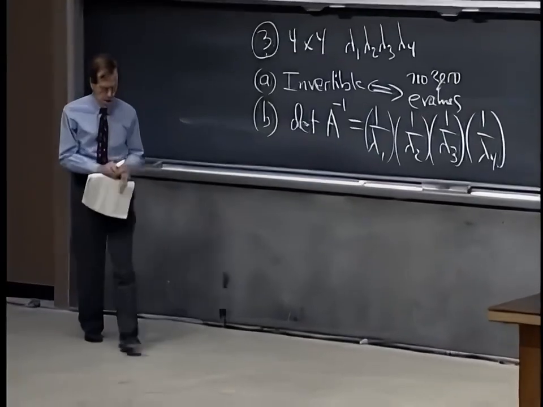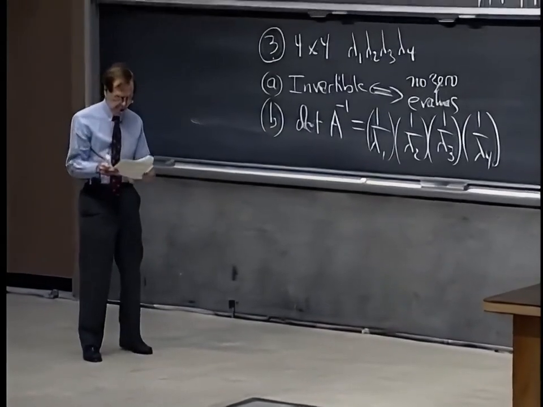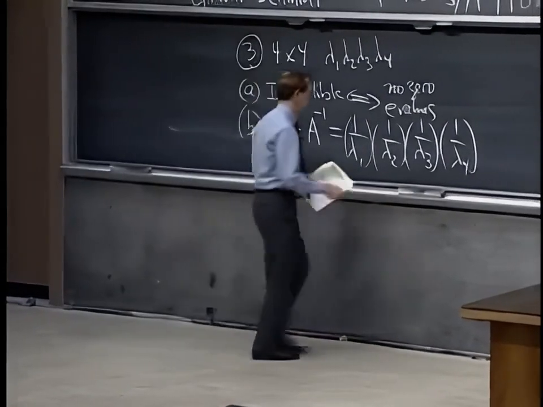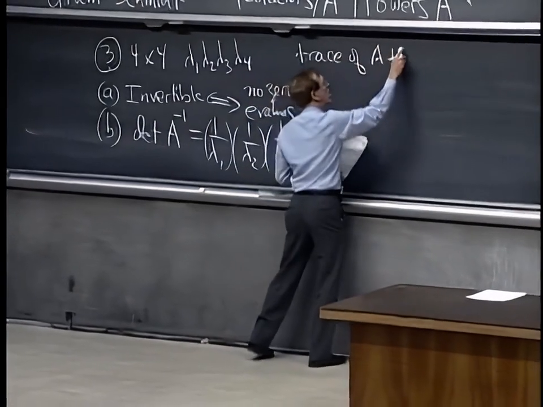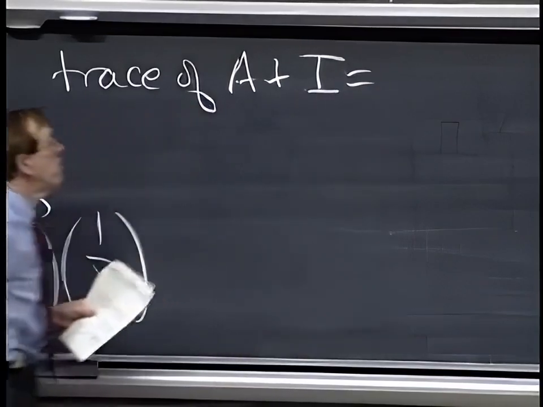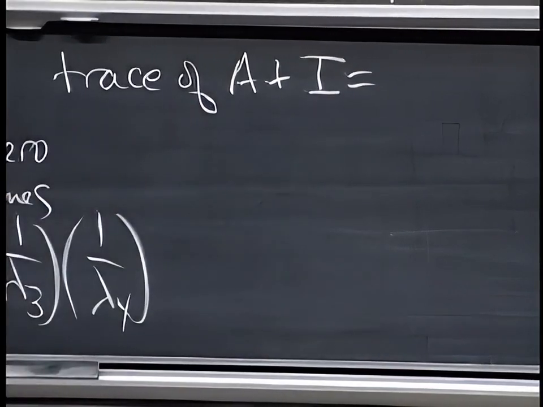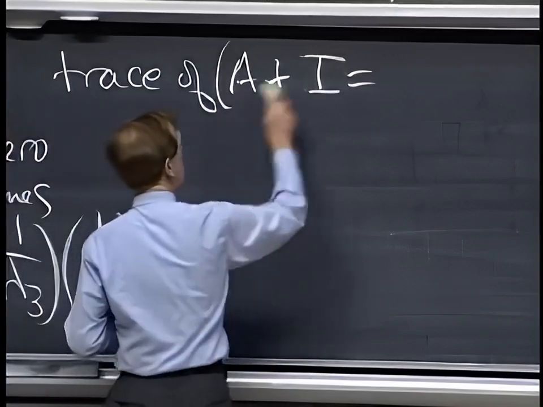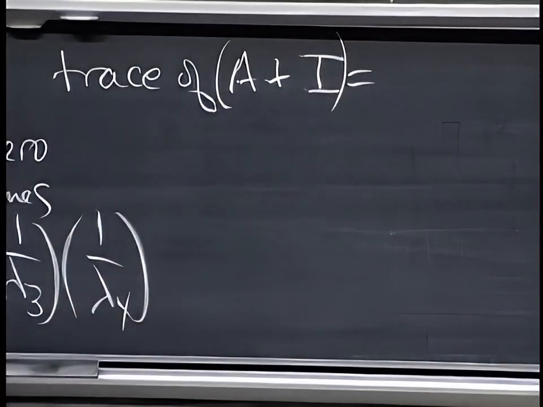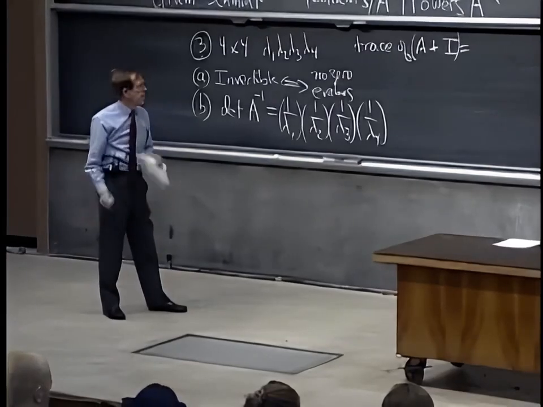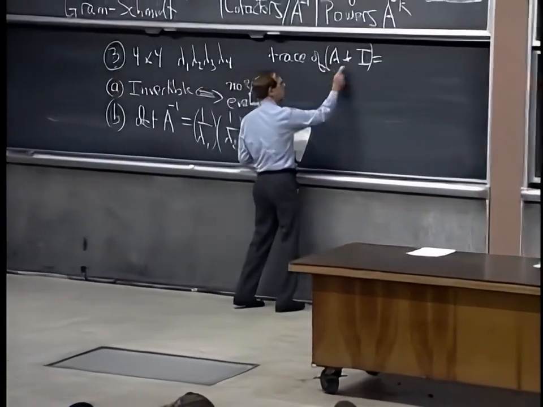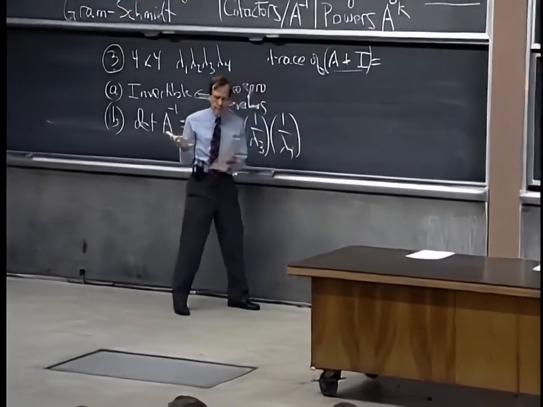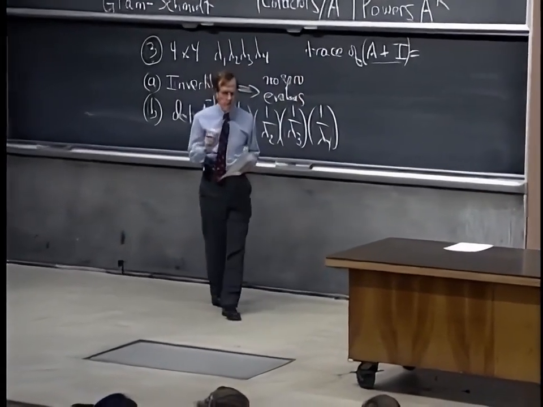Fine. Okay. And what's the trace of A plus I? So what do we know about trace? It's the sum down the diagonal, but we don't know what our matrix is. The trace is also the sum of the eigenvalues, and we do know the eigenvalues of A plus I. So we just add them up. So what's the first eigenvalue of A plus I?